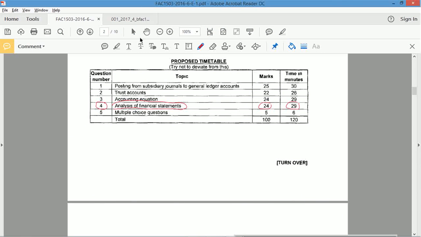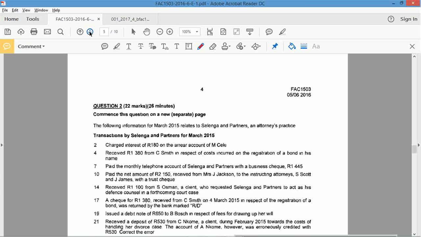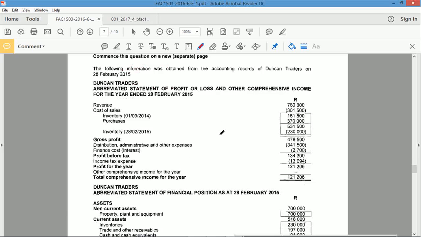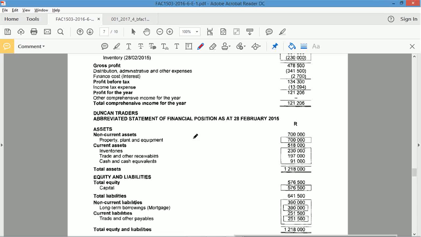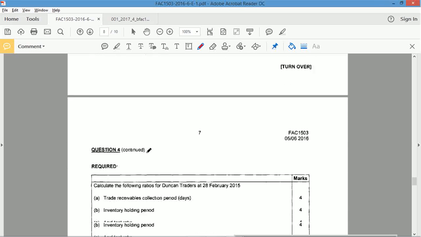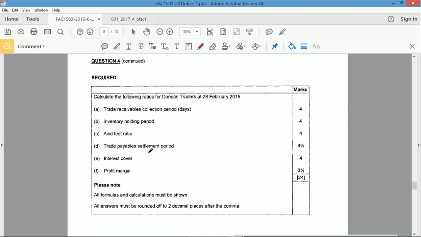What does question 4 ask me for? Well, let's go and have a look. There it is: 24 marks, 29 minutes. It's on page 6 of your exam paper. You've been given an abbreviated statement of profit and loss. You've also been given a statement of financial position for Duncan Traders. You've got some additional info at the bottom here, and then you've been given a list of different ratios that you are required to calculate.